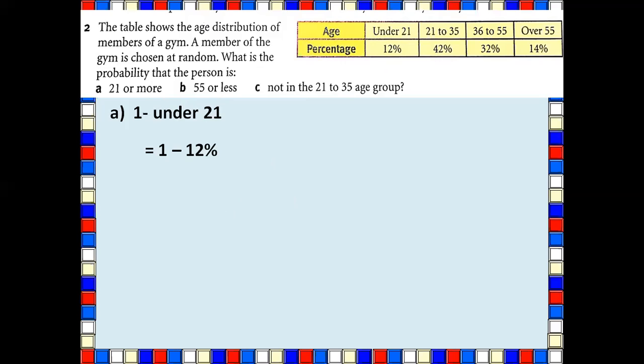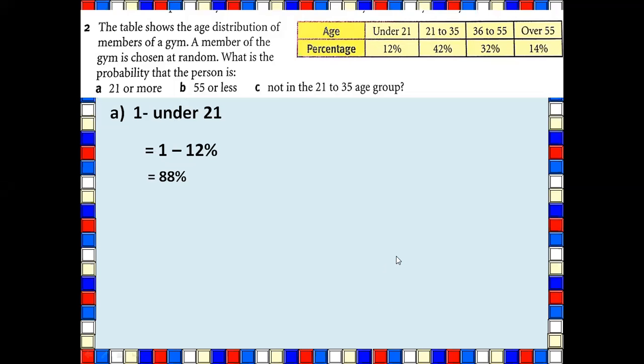Or you can add 42% plus 32% plus 14%, then subtract, then find it. But the easier one is to do the opposite. 21 or more, its opposite is under 21. So we do 1 minus under 21. So 1 minus 12%, which is actually 100% minus 12%, is 88%. Okay? Let's go to part B.